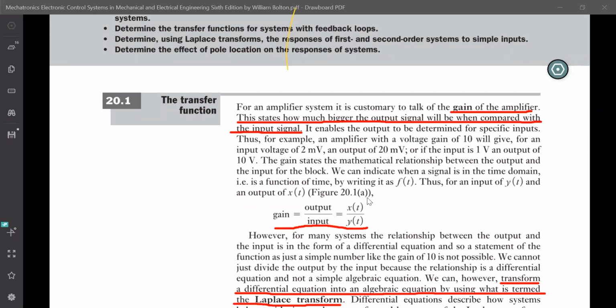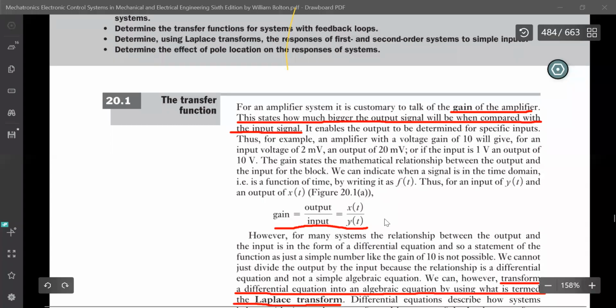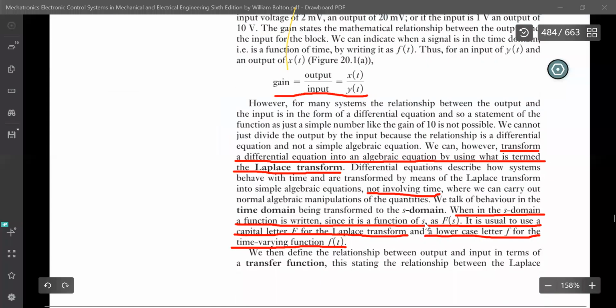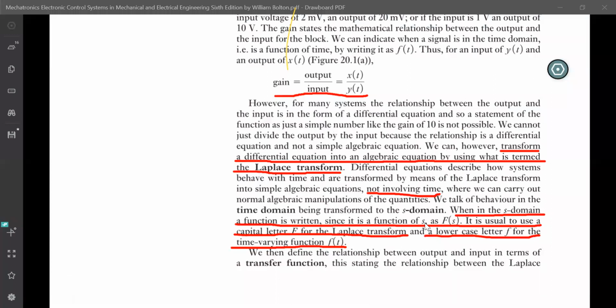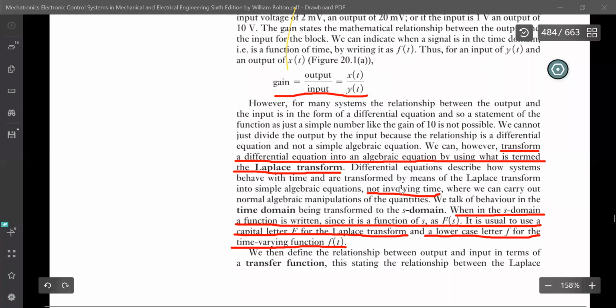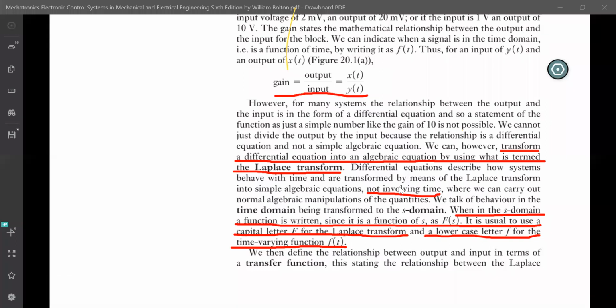So basically, it's very easy to calculate the input and output voltage or the gain. There are three quantities. If any two quantities are known, then the third quantity can easily be found out. But what would happen if the input is not a simple numeric number? Like the gain is not a simple number 10. It is in the form of a differential equation, right? Your function is in the form of a differential equation. Then it becomes very difficult to calculate the gain or the output or the input, any of the three quantities, if any one of them is in a differential equation form.